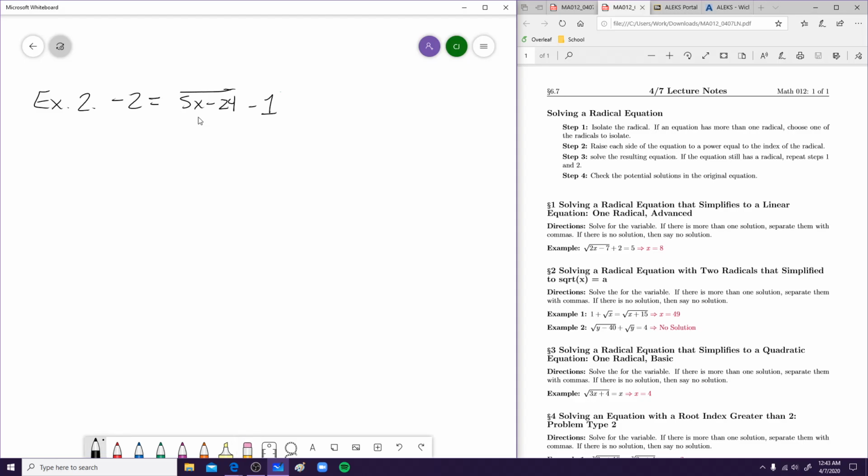Right? So now let's talk about this example. So in this example, step 1, we want to isolate the radical. So what am I going to do? I'm going to add 1 to both sides. So this is minus 1. When I add 1, it's negative 2 plus 1, which is negative 1. This becomes 0, and then we're left with the square root of 5x minus 24.